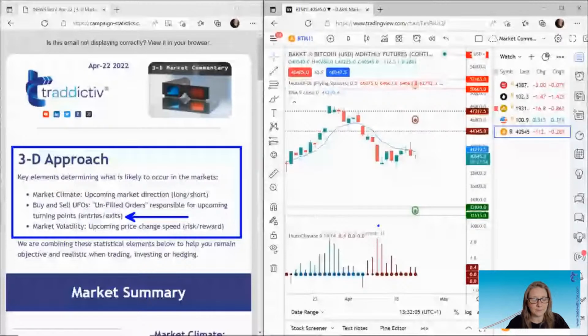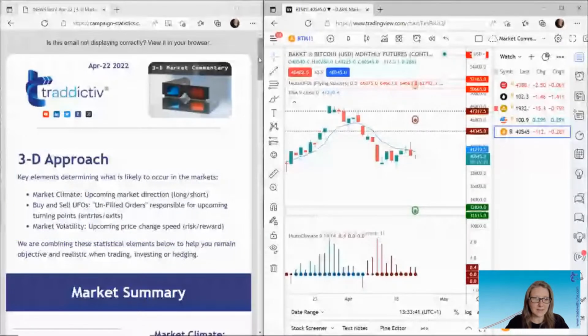Again, we use an app called Auto UFOs, which helps us with this. Auto UFOs shows us these little green UFOs and these little red UFOs with prices on the right-hand side. The green ones show us the buyers, the red ones show us the sellers. So we'll look at that per market as well. And then we'll look at market volatility, so how quickly we expect these markets to move.